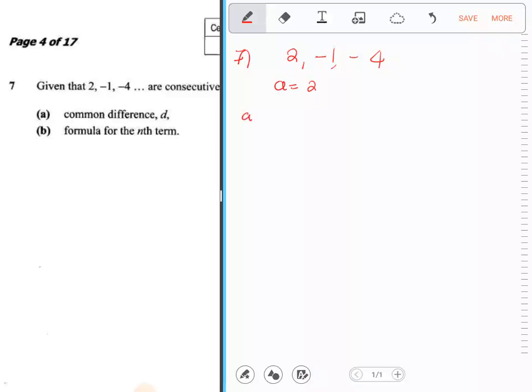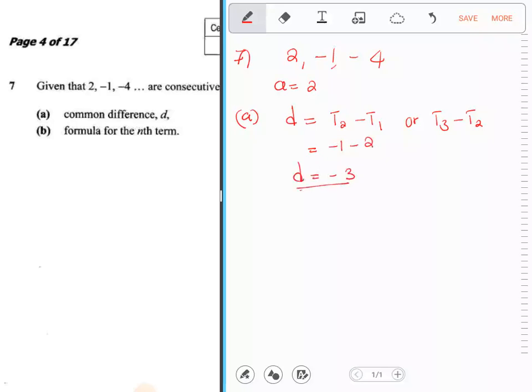Now part A says the common difference, which is D. Now D is equal to second term minus first term. Or you can say third term minus second term, and so on. You get the term after and the term before, you subtract together. So our second term here is -1 minus our first term, which is 2. So our common difference is -3.